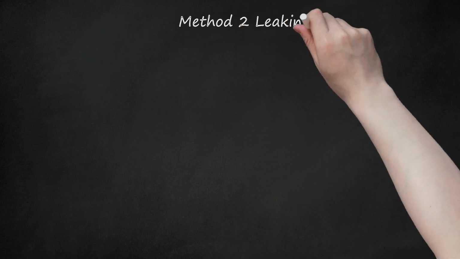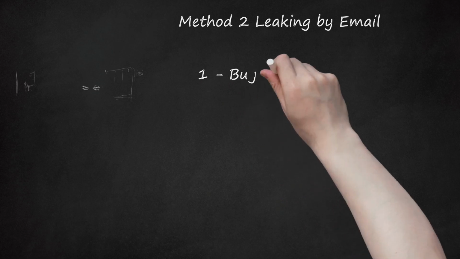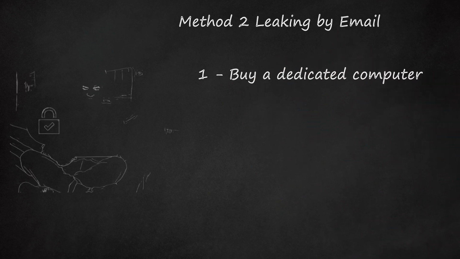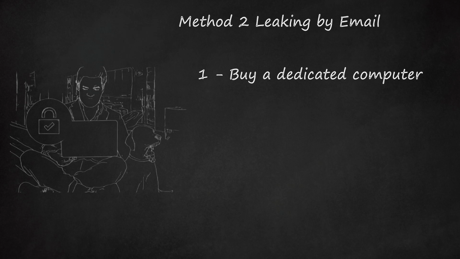Method 2. Leaking by email. 1. Buy a dedicated computer. If you've decided to send a regular email, you'll have to spend a little money to make sure the information cannot be traced back to you. Your first purchase should be a computer or tablet that you will only use to communicate with the journalist to whom you're leaking information. It doesn't have to be a fancy computer, a cheap machine running Windows is sufficient. Buy a new machine, not a used one, because you don't know what's on a used one. This machine shouldn't set you back more than a few $100s.